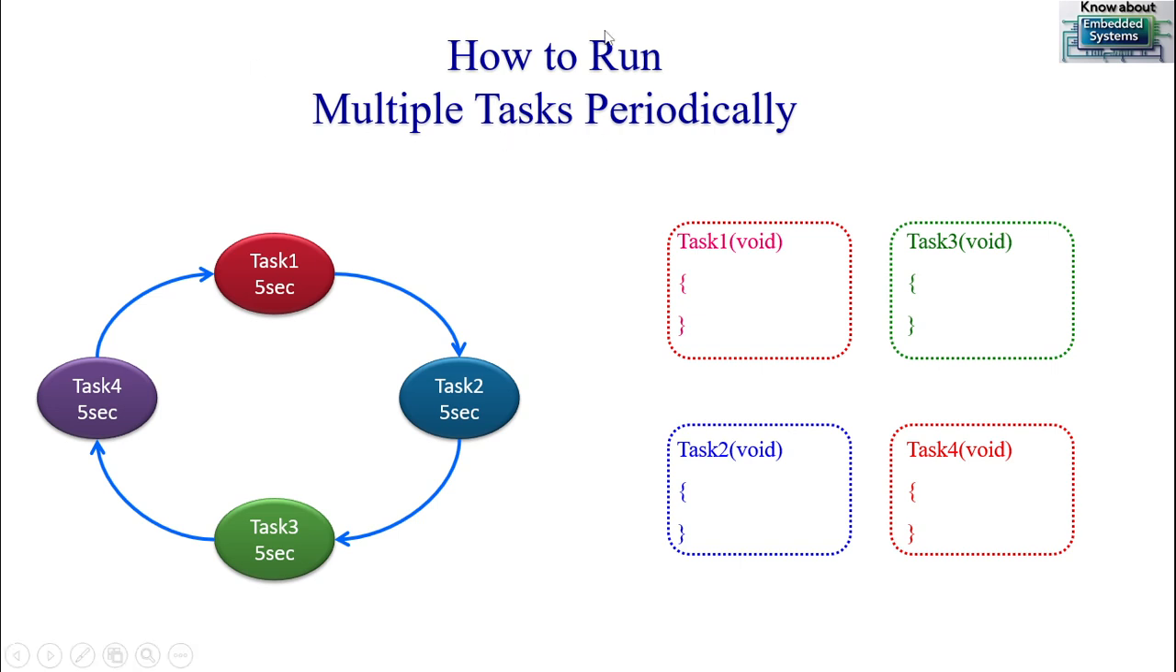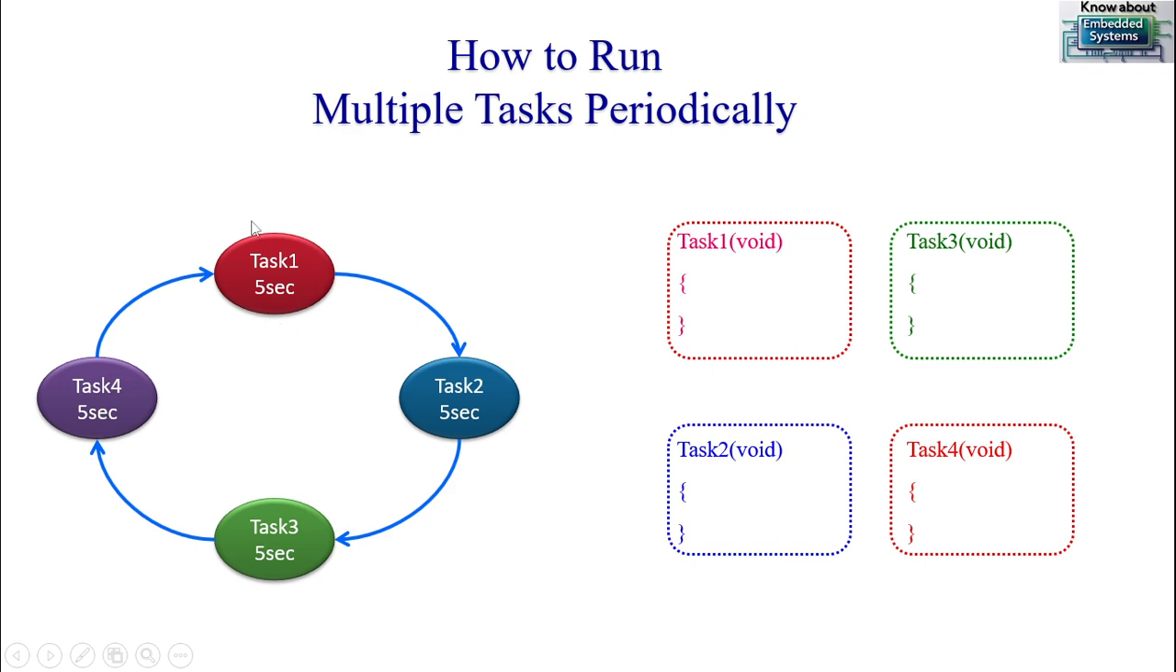As I told you already, we have 4 different tasks, namely task 1, task 2, task 3 and task 4, and each task's execution time I'm keeping as 5 seconds here. So task 1 will have an execution time of 5 seconds, task 2 execution time 5 seconds, task 3 execution time 5 seconds, and similar to that task 4 as well.